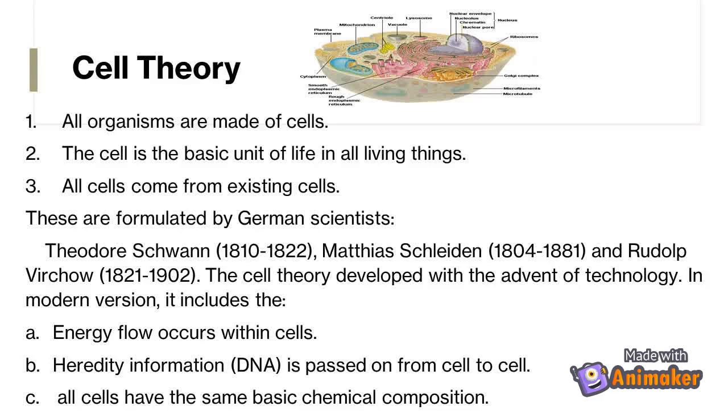These were formulated by German scientists Theodor Schwann (1810 to 1822), Matthias Schleiden (1804 to 1881), and Rudolf Virchow (1821 to 1902). The cell theory developed with the advent of technology. In the modern version, it includes the following. Energy flow occurs within cells. Hereditary information or DNA is passed on from cell to cell. All cells have the same basic chemical composition.